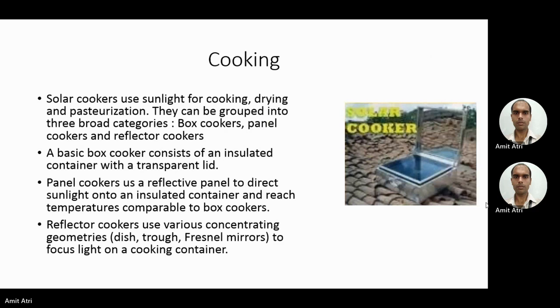So here they're using this type of reflective panel that is diverting and concentrating the sunlight to the insulating container where our item to be cooked is placed. Reflector cookers use various concentrating geometries, like the dish, trough, and Fresnel mirrors. So they're focusing the light on the container where the cooking item is being placed.